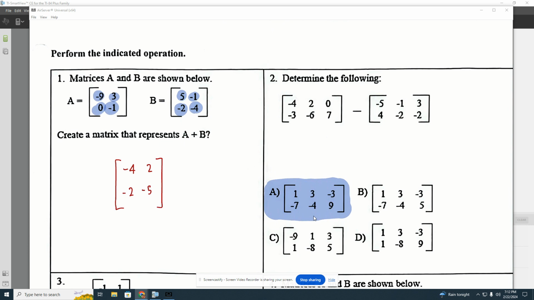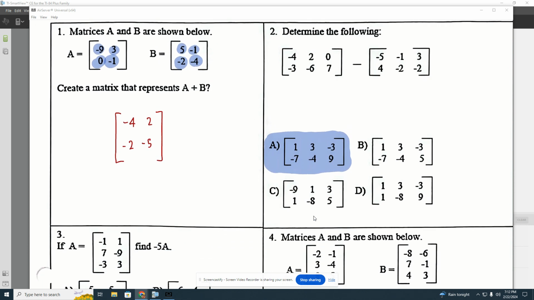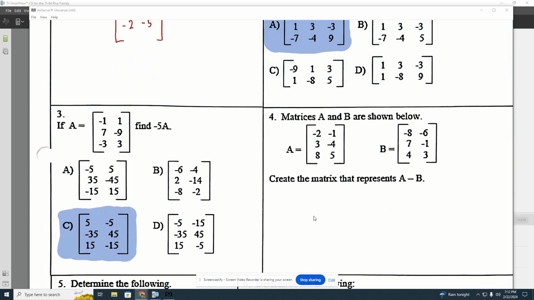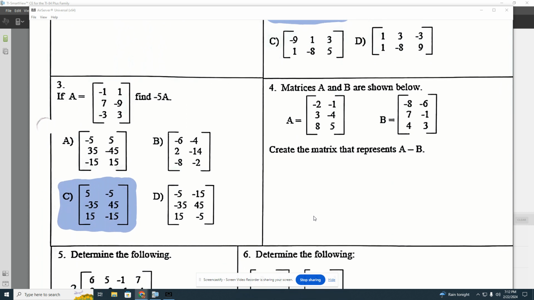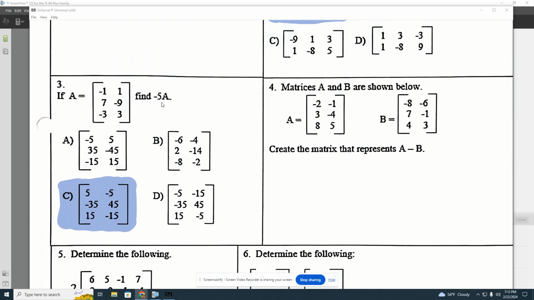As you can see, number 2 is already done. Just check to make sure you did that as subtraction. Number 3, multiple choice, it's already done. You had to distribute -5 to the matrix A. So you multiplied it by every single one of these, and this was your answer C.